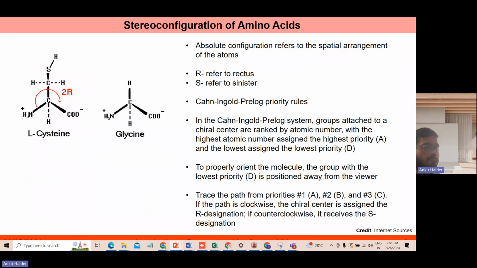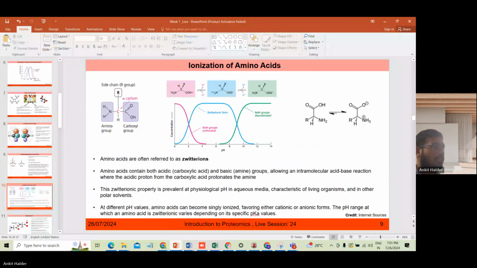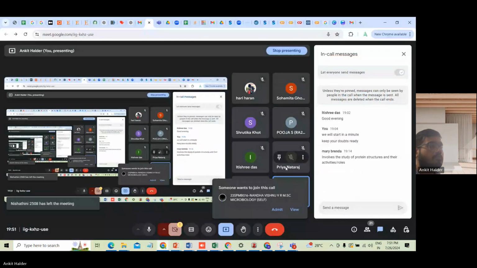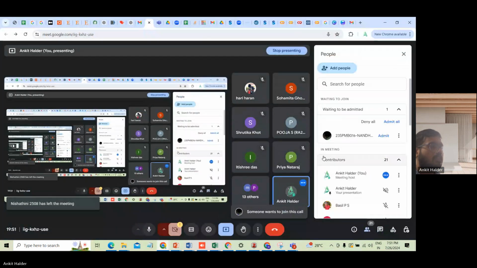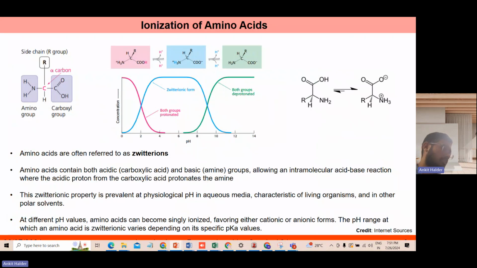So now we can move it forward. After the arrangement is done, we have seen the D amino acid, L amino acid, and the spatial arrangement of amino acids, etc. So now we come to the point of the ionization of amino acids, right?